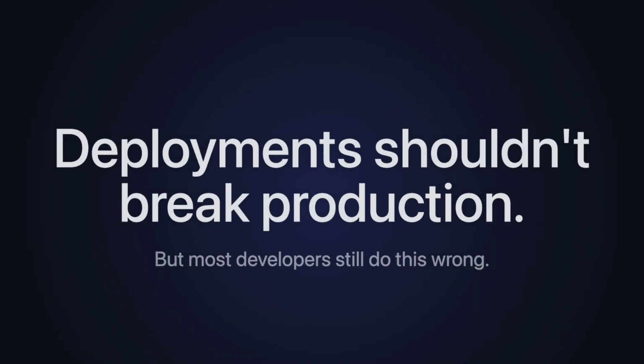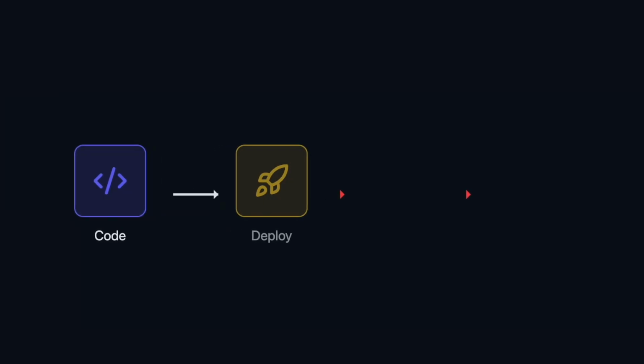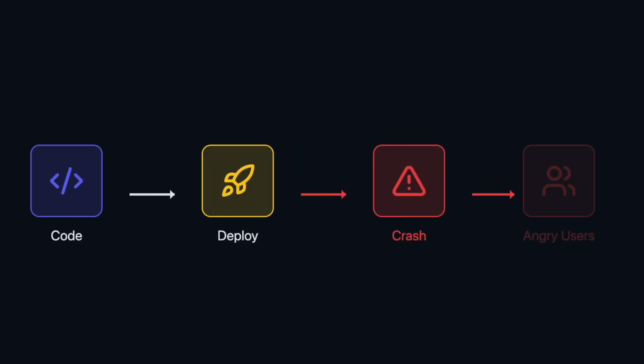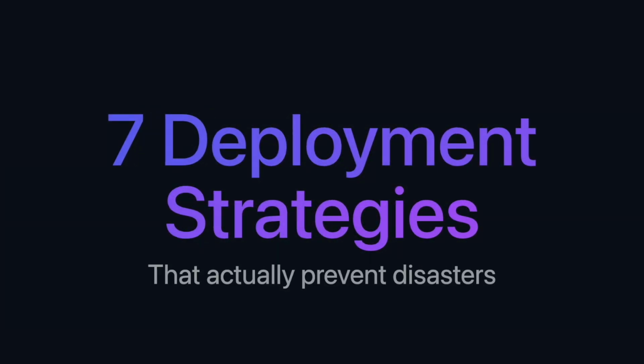If your deployment breaks production, you are doing it wrong. You push code, deploy, and suddenly everything crashes. Here are 7 deployment strategies every developer should know.